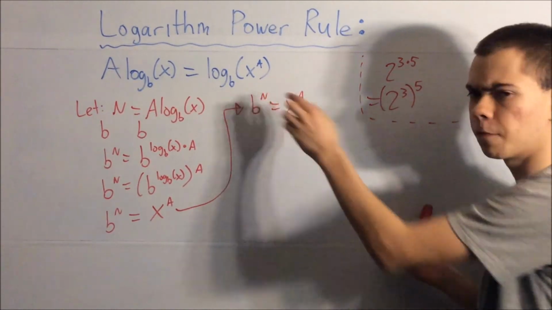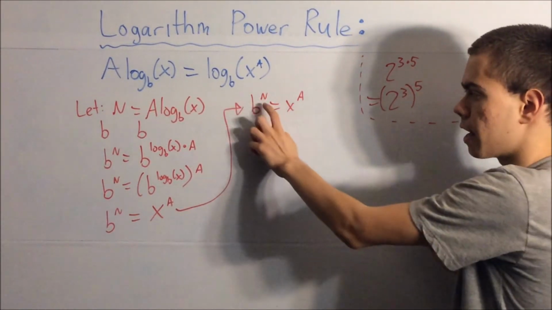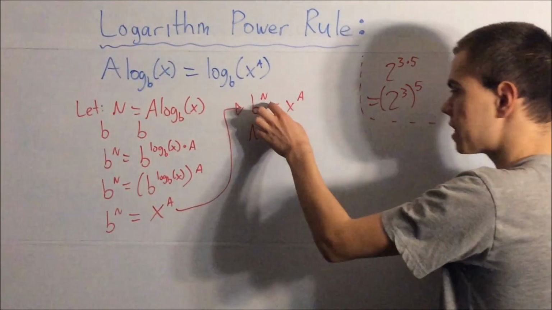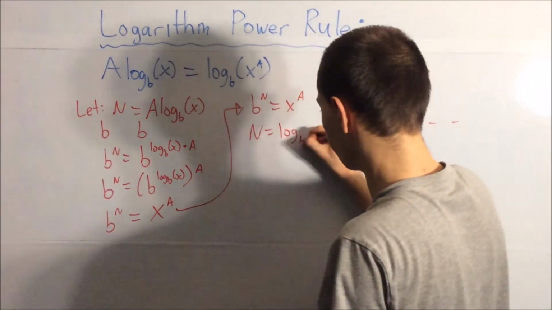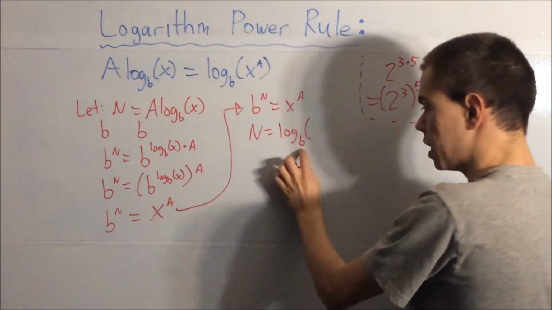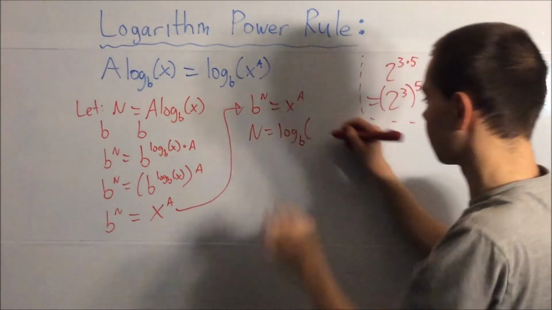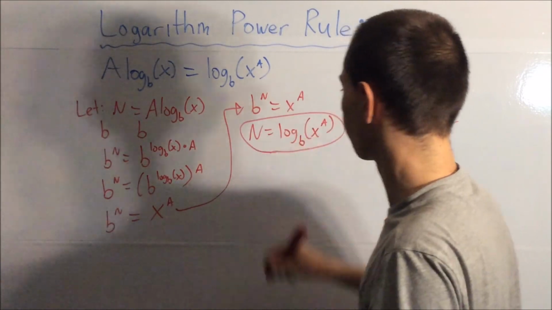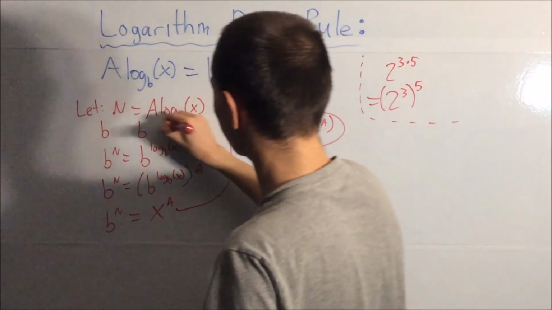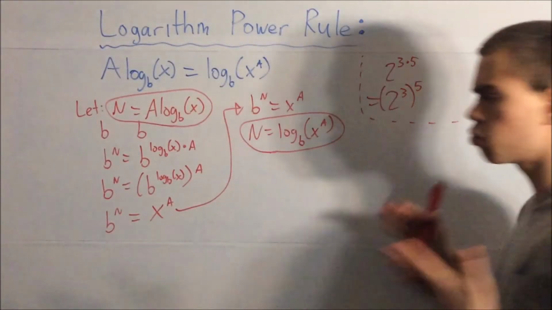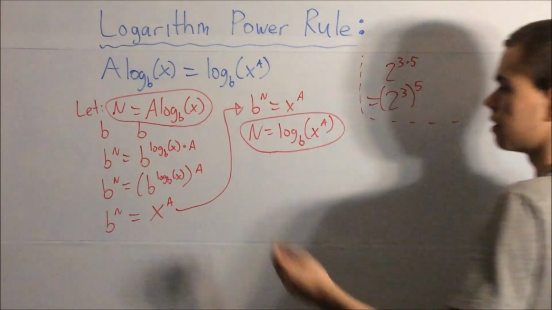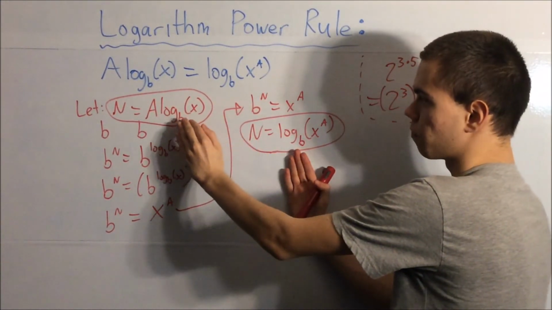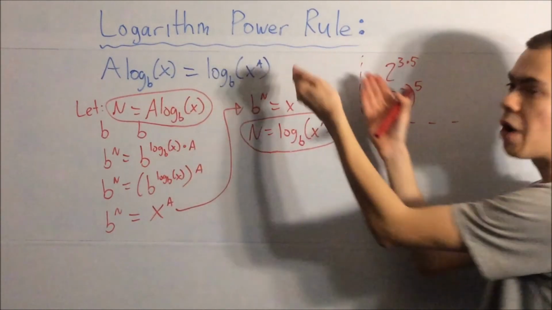To solve for n, we're solving for an exponent, which means n is a logarithm. The base is b, so n is log base b of, and since b to the power of n equals x to the power of a, we get log base b of x to the power of a. So this is what n is equal to. And remember, originally we said n is equal to this. So we have found that n is equal to this, and n is equal to that. That means these things are equal to each other, and this verifies the power rule for logarithms.